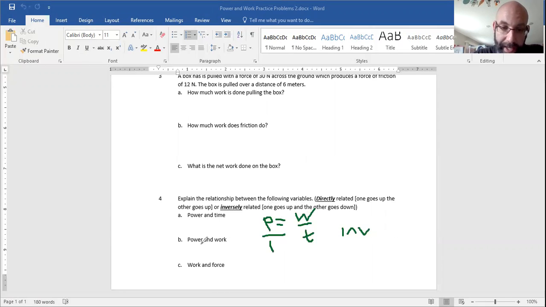All right, B, power and work. Same equation as up here. If the numerator, work, increases, then the amount of power required also goes up. And if the amount of work required goes down, then the amount of power required also goes down. So these are directly related.